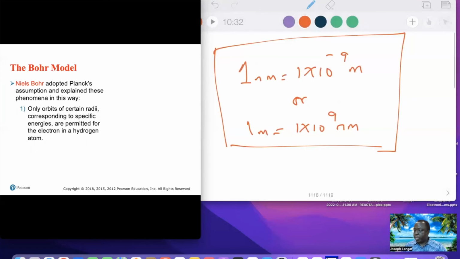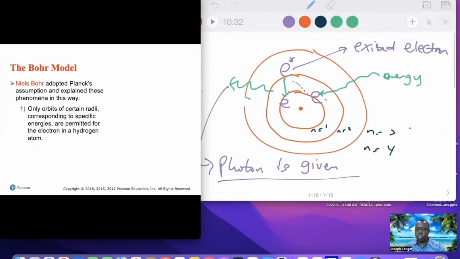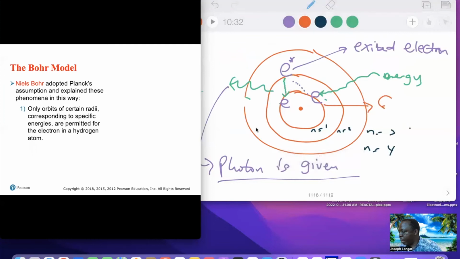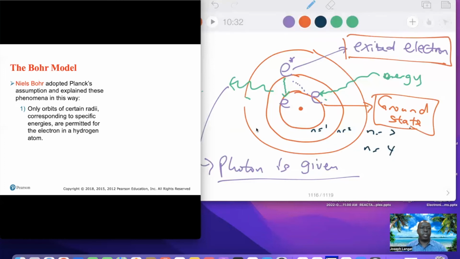now explaining that the reason why we see different light has to do with the transitioning of an electron from excited state to ground state. We call this the ground state, right? Where it was originally, we call it the ground state, versus the excited state right there. So now the Bohr model of an atom.